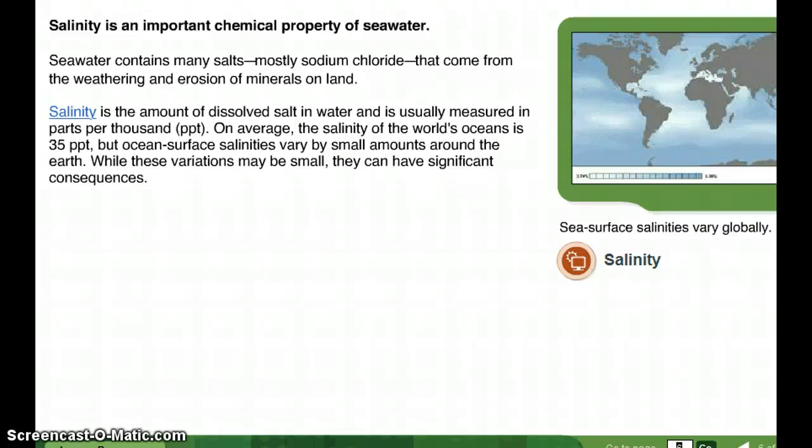Salinity is an important chemical property of seawater. Seawater contains many salts, mostly sodium chloride, that come from the weathering and erosion of minerals on land. Salinity is the amount of dissolved salt in water and is usually measured in parts per thousand. On average, the salinity of the world's oceans is 35 parts per thousand. The ocean surface salinities vary by small amounts around the Earth. While those variations may be small, they can have significant consequences.